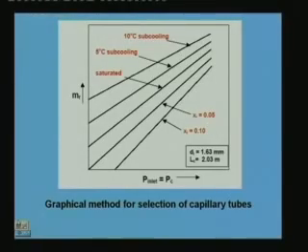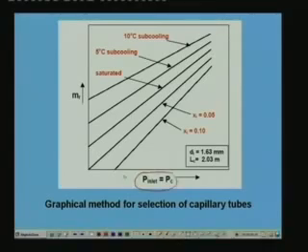This is a typical graph where the x-axis is the inlet pressure, which is nothing but the condenser pressure, and the y-axis is the mass flow rate through the capillary. This data is given for a particular diameter and length of the capillary, that is 1.63 mm inner diameter and 2.03 meter length. And the mass flow rate is given for different inlet conditions. One is the pressure, the other one is the degree of subcooling.